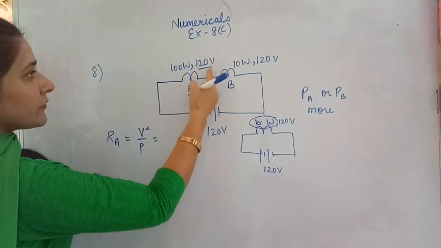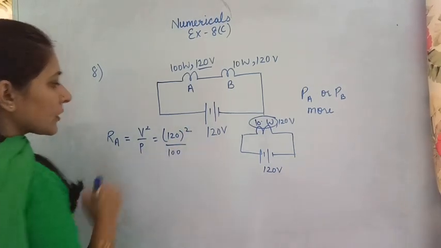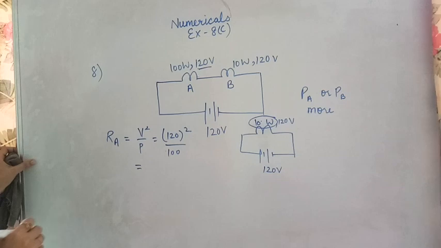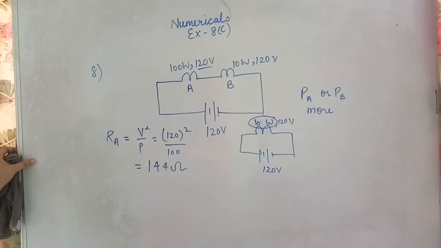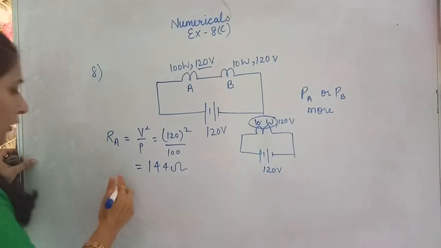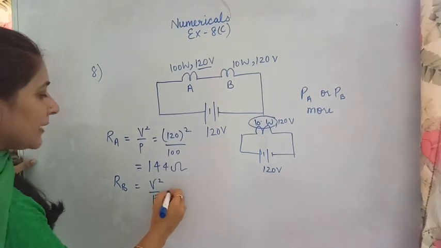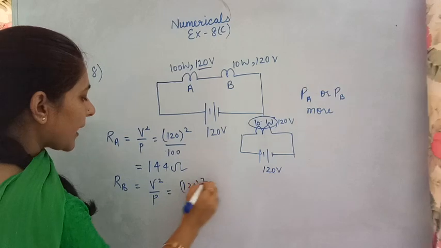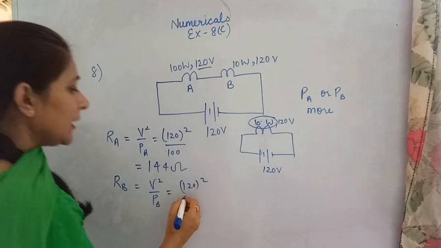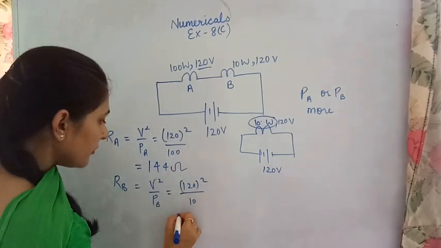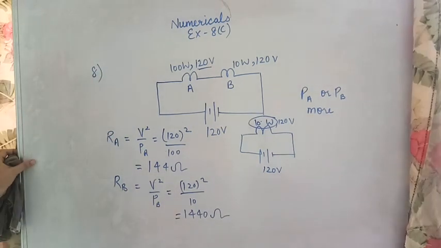What is the potential difference given to us? 120, the square of this, and power is 100. When you solve it, you are going to get the value 144 ohms. This is for this bulb. For the resistance of bulb B, that will be V square upon P for the second bulb, that will be 120 square, and power of bulb B is 10, and when you solve it you will get 1440 ohms. These are the two resistances of these two bulbs.